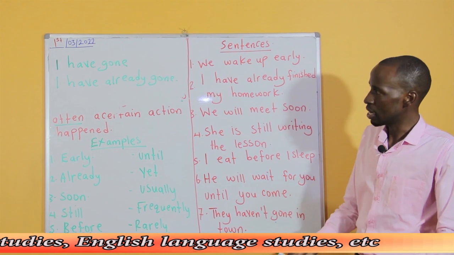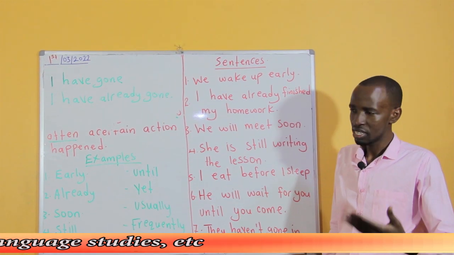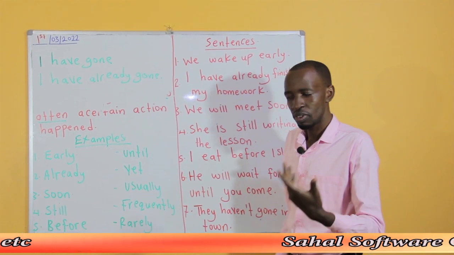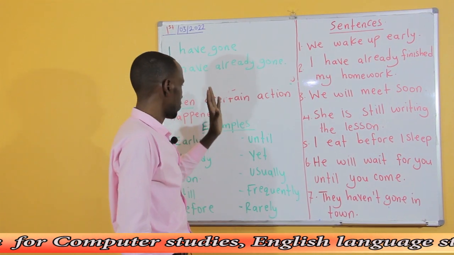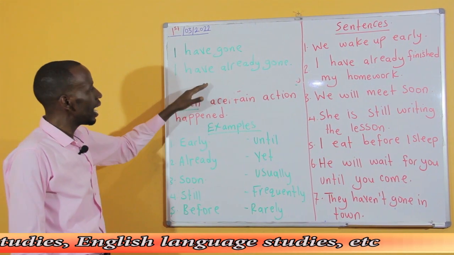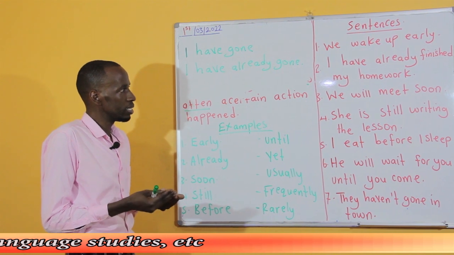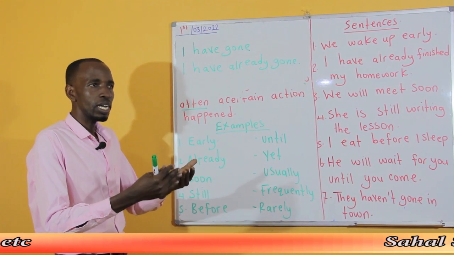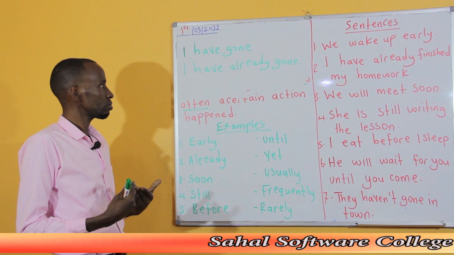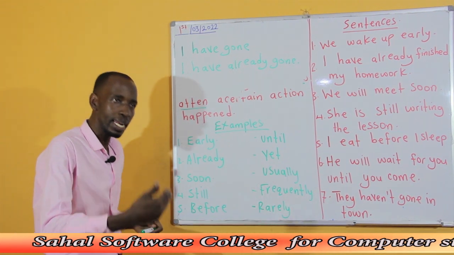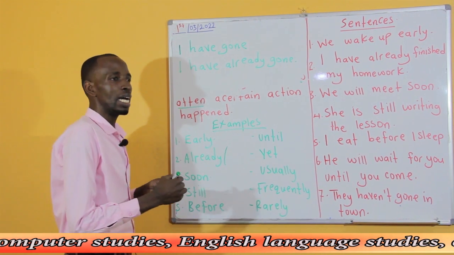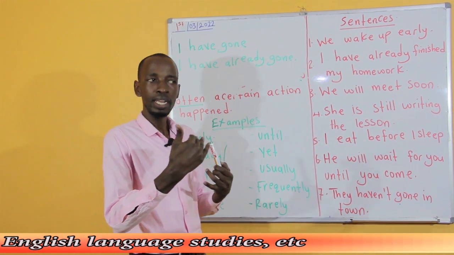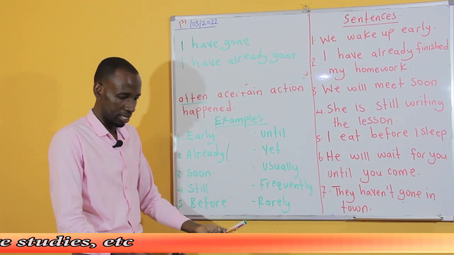Time is very important. If I say I have gone, I'm just talking about the near past, not very far. Maybe 1 hour, maybe 2 hours, maybe 10 minutes, I have gone. But when I say I have already gone, it means the action happened before, earlier than expected. So when we use already, we are talking about an action happening earlier than expected.